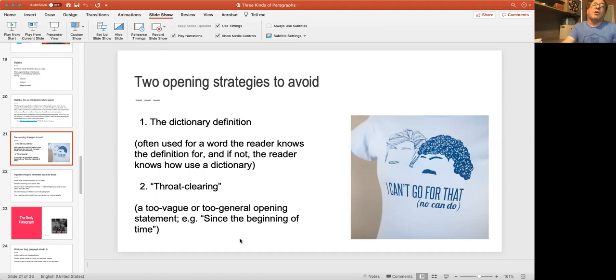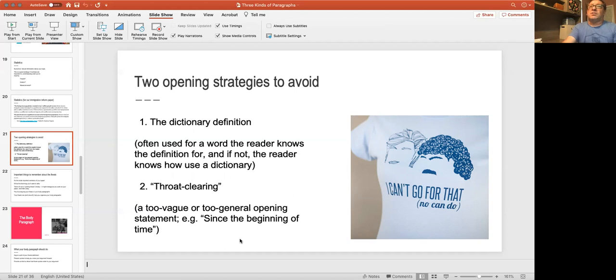it appears. And then a too vague or a too general opening statement, since the beginning of time, is one that I've seen quite a bit in papers. Or, such and such has been a controversial issue for many years. Those are too vague, those are too general. If it's been controversial, you want to talk about how the controversy started.